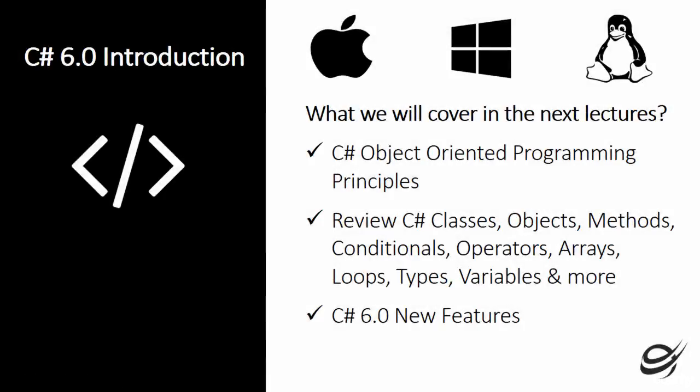In the next lectures, we are going to be covering all of the concepts related to C# and also introduce the new features of C# 6. So the first thing that we're going to cover is C# object-oriented programming principles. And then by individual lectures, we are going to cover the basics of C# related to classes, object methods, conditionals, operators, arrays, loops, types, variables, and much more related to the C# programming language. The last item we're going to cover over the next few lectures is related to C# 6 features.